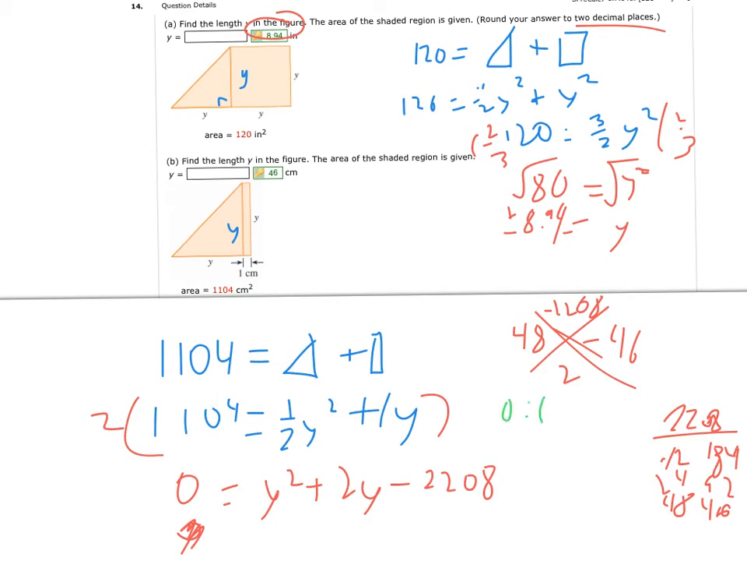0 equals x plus 48 and x minus 46. So x could equal negative 48 or positive 46, but since it's positive, we'll say it's 46. It's actually y, but you just type in 46 there.